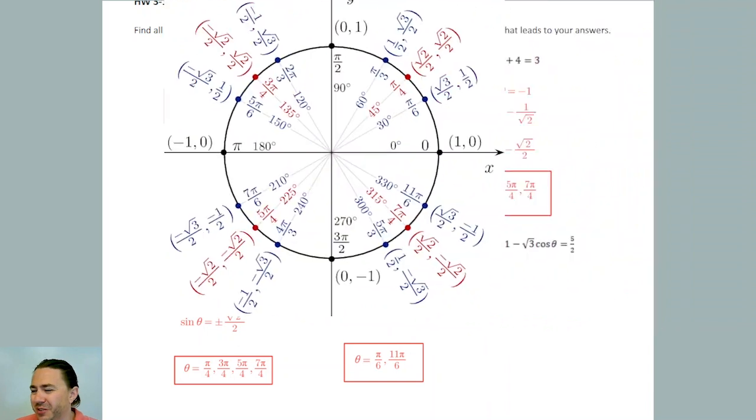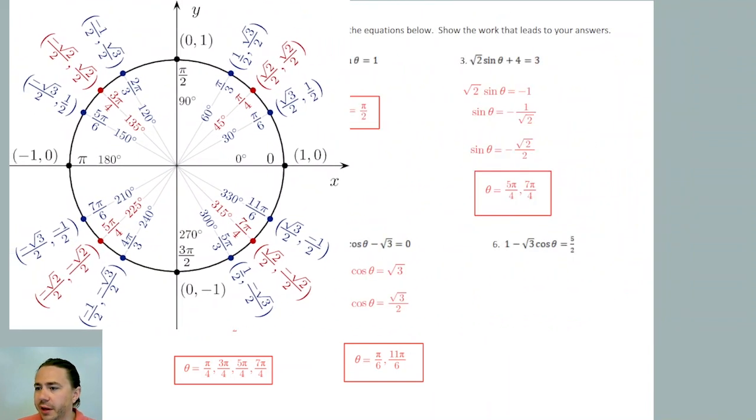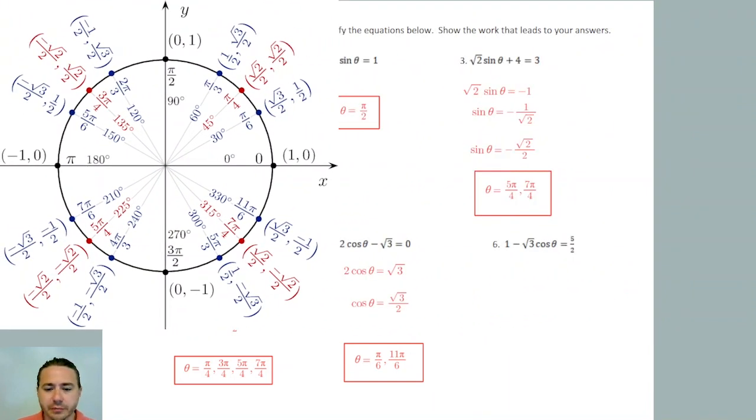Number 6, you'll notice all these ones are set up in a sort of linear equation. I know it's not exactly a linear equation because you have the trig function, but everything else is solved exactly the same way as you would solve a linear equation. So for number 6, we would subtract 1 on both sides. So subtracting 1 would leave me with negative, not theta, root 3 cosine theta. And that would equal 5 halves minus 1, which would be 3 halves.